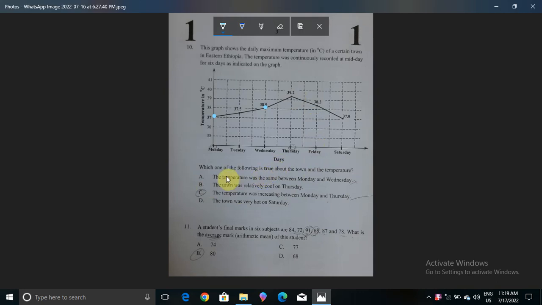Now on choice B, the town was relatively cool on Thursday. On Thursday it was cool? No, it was hot. Okay, now in choice C, the temperature was increasing between Monday and Thursday. Yes, it was increasing. So that means choice C is correct.